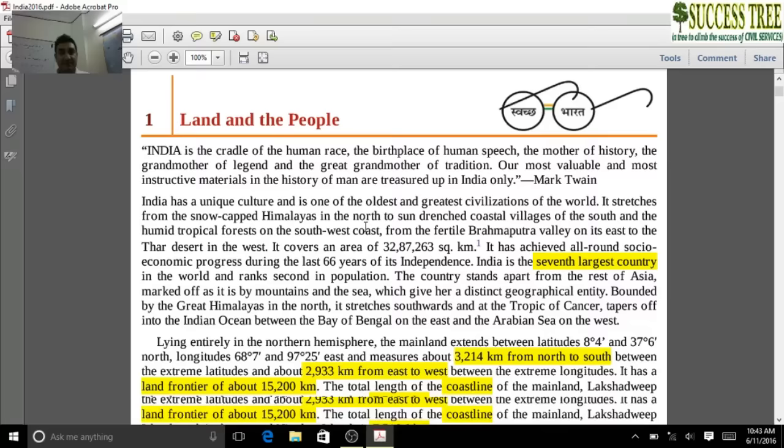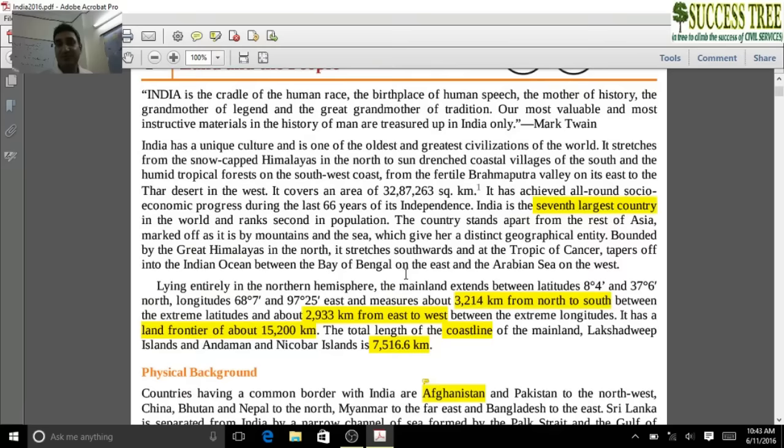So the first chapter, that is the land and the people. See the first page. When I say 10 to 15 questions from India Yearbook, it means if a question comes from the geography portion and it is there in India Yearbook, you can say it is from India Yearbook or from geography NCERT. That is up to your understanding. I'll count those questions as well that have come from India Yearbook. So our country is the 7th largest country in the world.